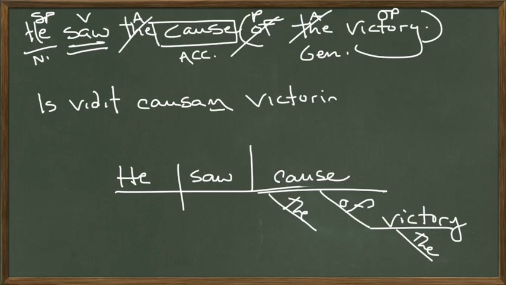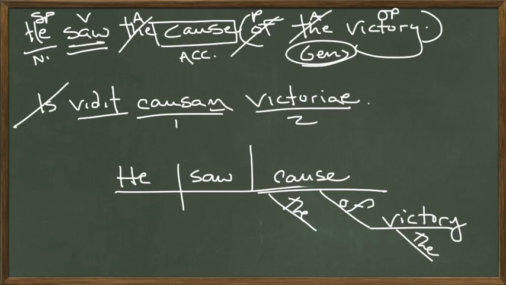Victoria. Victoria is victory in Latin, but since it's genitive, we're going to add an E. Is vidit causam victoriae. In Latin, we probably wouldn't include the pronoun, so we'll get rid of is, and we would actually probably start with causam, and then go to victoriae, and then finally we would add the verb. So causam victoriae vidit.